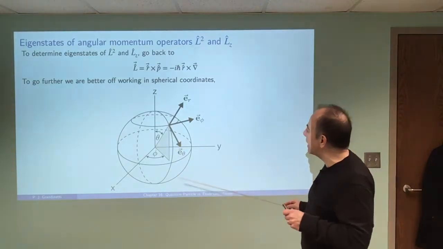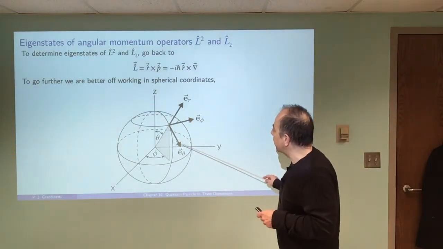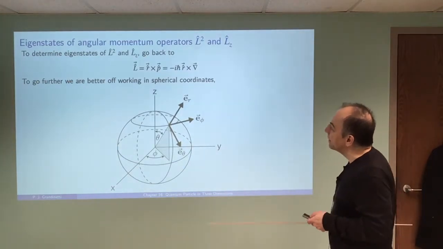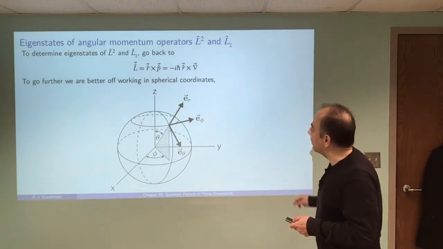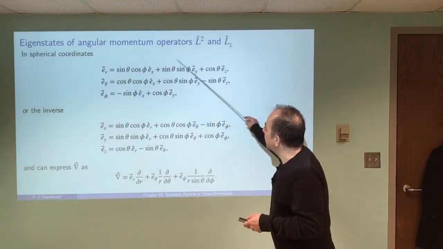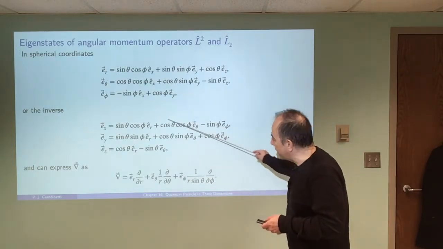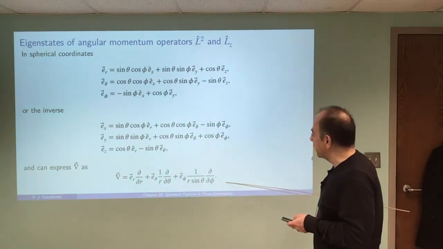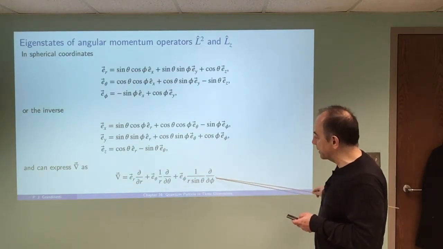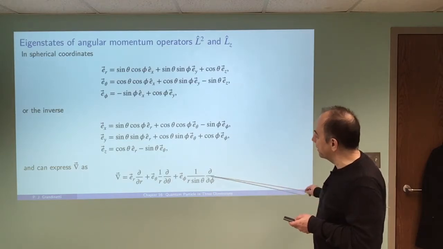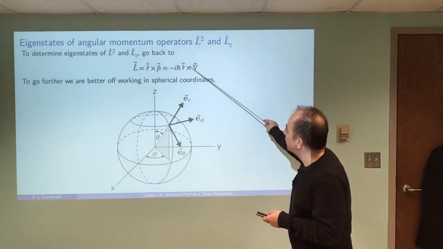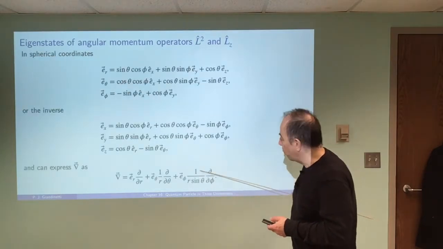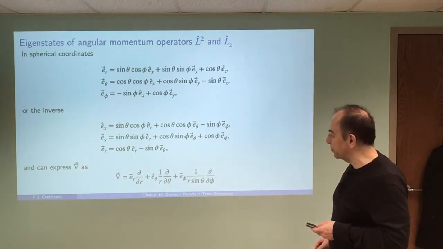And we've done this many times now in this course. So remember these unit vectors in the spherical basis compared to the unit vectors in the Cartesian basis. We write these in terms of the Cartesian unit vectors and vice versa here. And that allows us to rewrite the gradient operator in terms of spherical coordinates as shown here. So this is what we need to express the angular momentum operator in terms of spherical coordinates, and we have that now with this conversion.